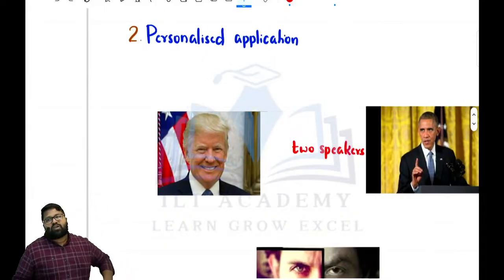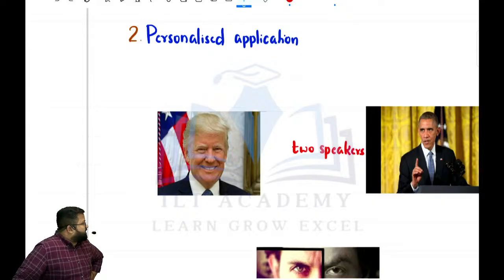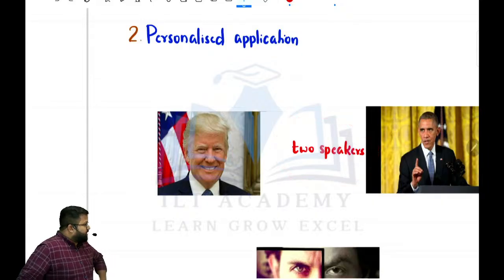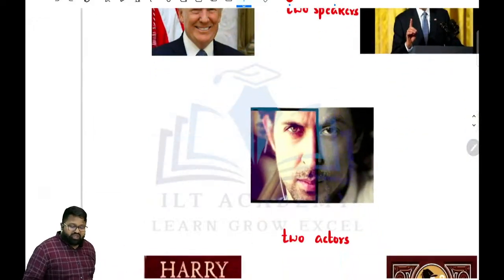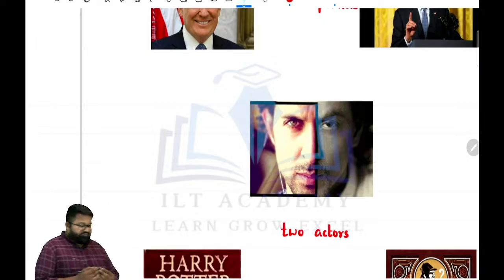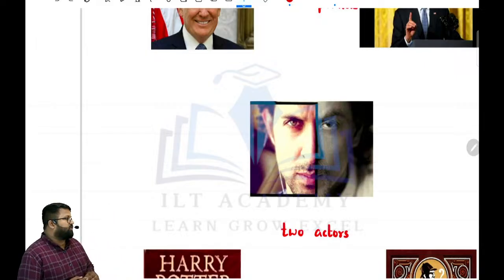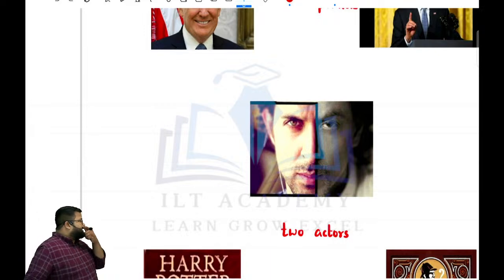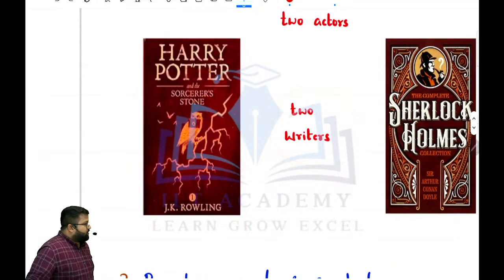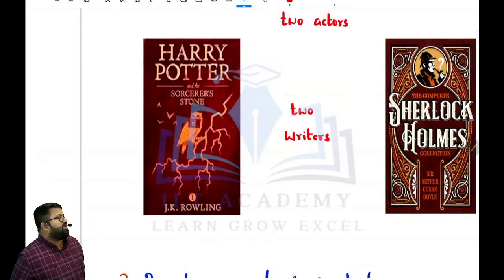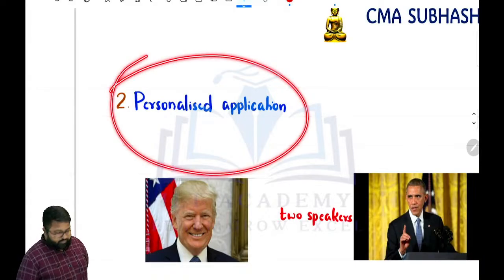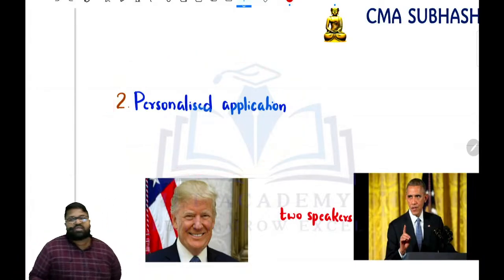is what type of application? Personalized application. So two speakers, their view will be different. The way they are using that scenario will be different. Even two actors may have different ways of acting. So even though it is an art, it is different from person to person. Okay, it is subjective to the persons. And next, even two writers, the way they want to depict information may change. Okay, this is regarding the second feature. What is the second feature? The second feature there, personalized application.